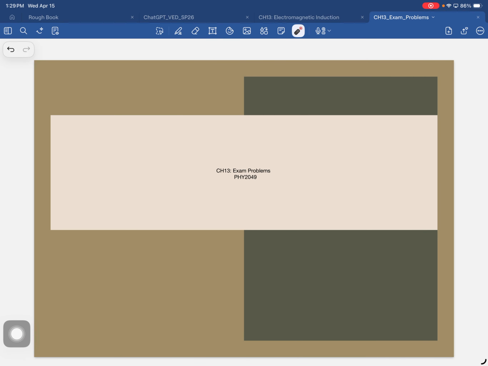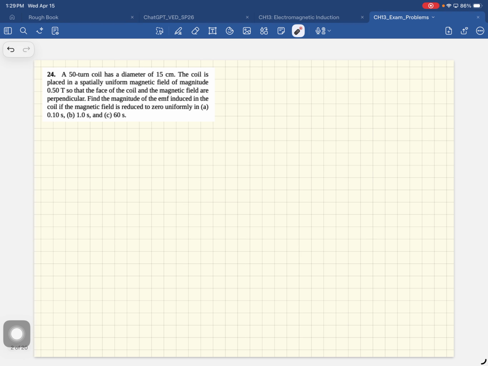pi r squared, 7.5 centimeters squared, divided by 0.1 seconds. Okay, that's 10 to the minus 4. And we'll make that 25 into pi into 7.5 squared into 10 to the minus 4, divided by 0.1. And this will be in volts.